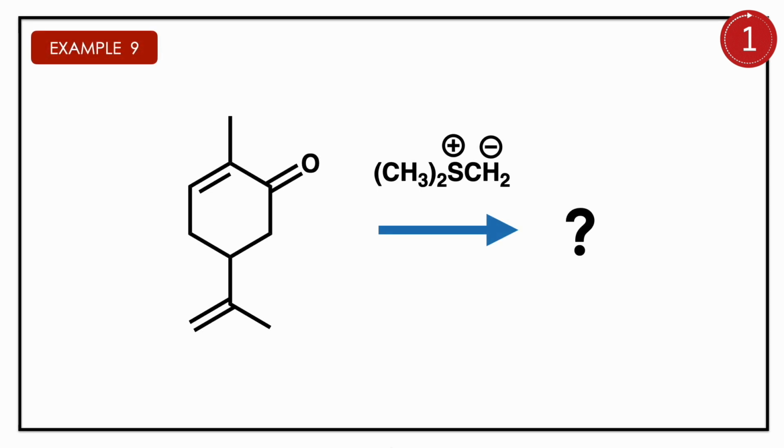Then the next example, you have cyclohexenone. At the 1,4 positions you have alkyl and isopropenyl. You are reacting with sulfur halide, which is CH2 minus, and you should find what will be the final product.